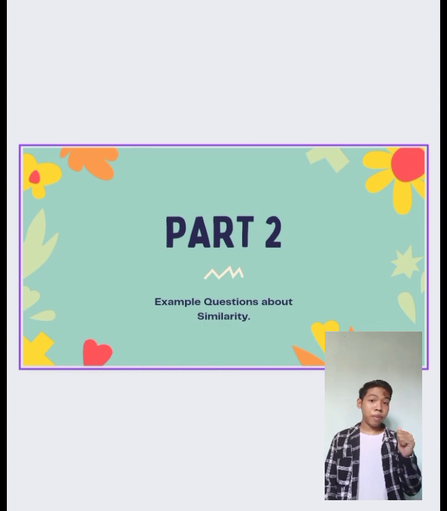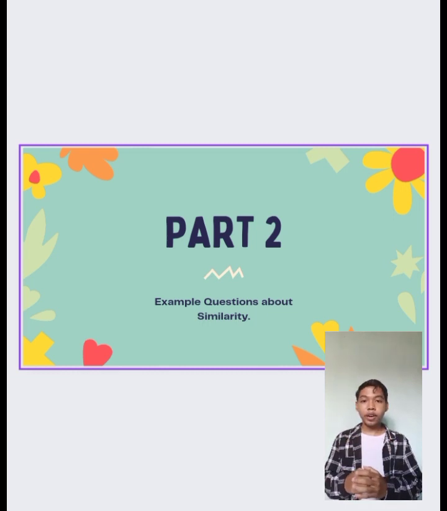Hello, in the last part we have learned about the concept of similarity. Now we will try to solve questions about similarity. But before that, I want to review a little about the concept of similarity. Similarity in geometry is used to describe two shapes whose corresponding angles are equal and whose side lengths are in proportion. Shapes that are congruent are also similar, but shapes that are similar are not always congruent. Okay, let's go to the first question.